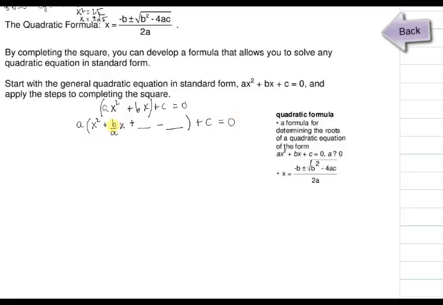Okay, so how do we get b over a? Well, remember, if you want to factor the a out, you divide each of these terms by a. So you're going to go ax squared divided by a is x squared. You're going to go bx divided by a, which is b over a x.